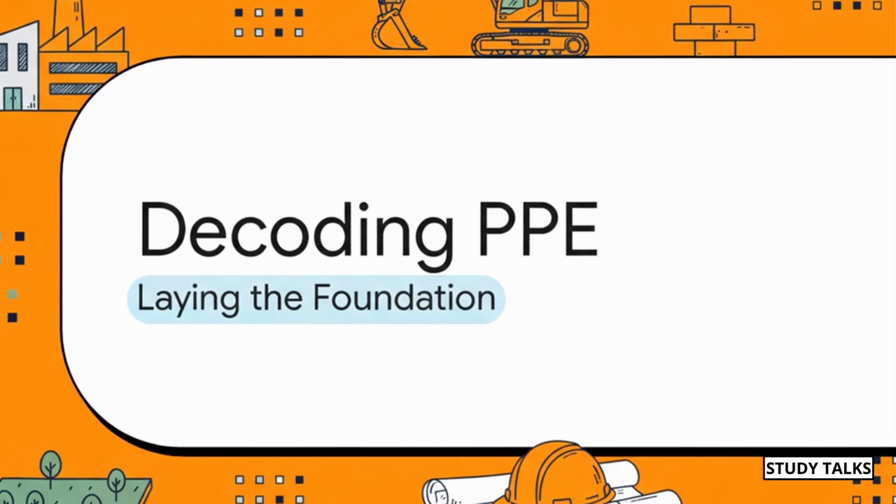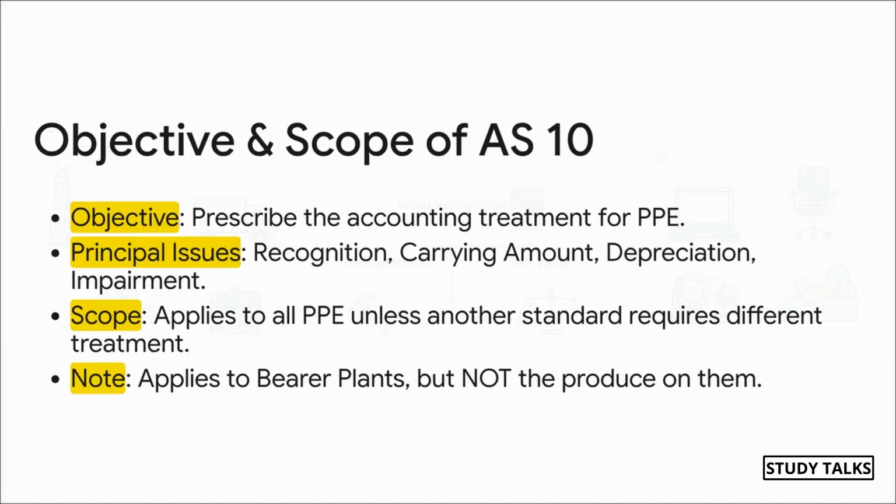Okay, first things first. We have to lay a solid foundation. Before we can even think about capitalizing costs, we need to be absolutely crystal clear on what AS-10 is talking about. What is property, plant, and equipment? Getting these basics right is non-negotiable. So the whole point of AS-10 is to give us the official rules for dealing with PPE: when to record it, how to value it, how to depreciate it, and so on. It covers pretty much all PPE unless another standard, like AS-19 for leases, has its own specific rules.